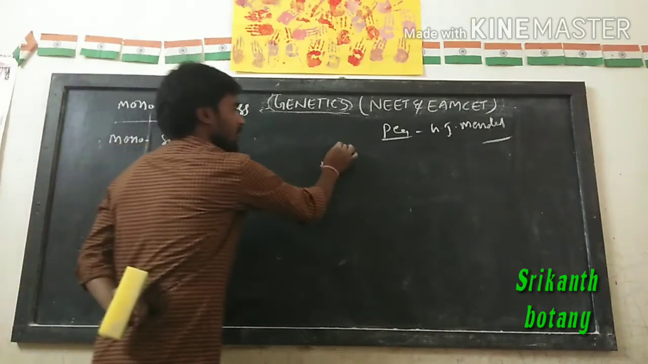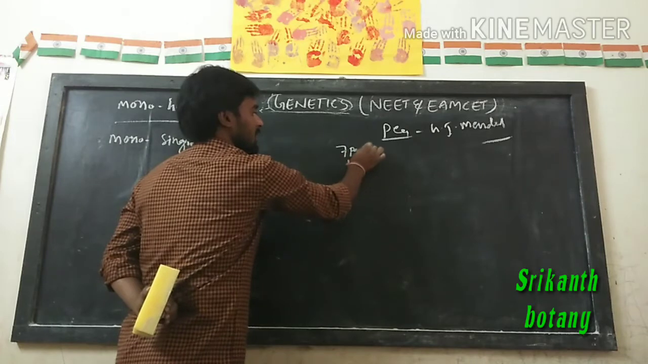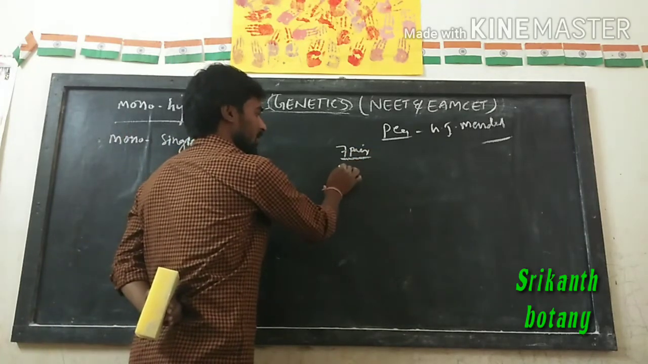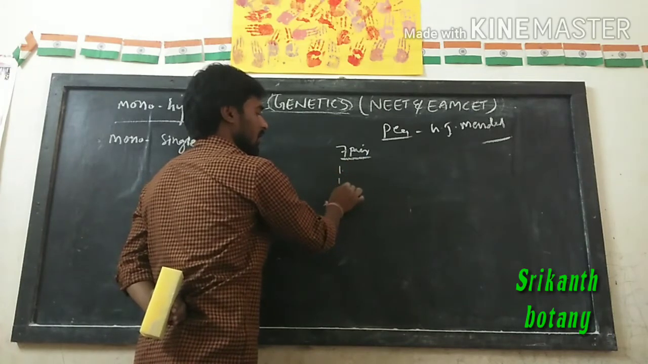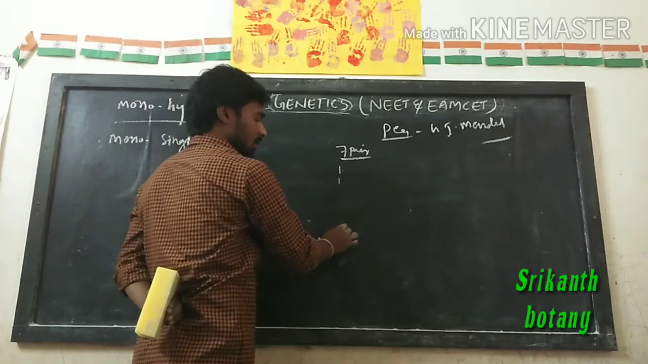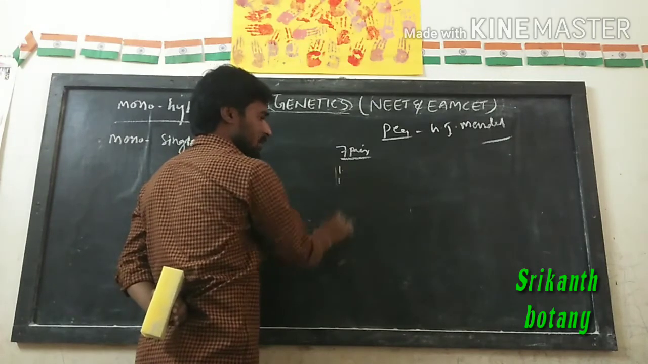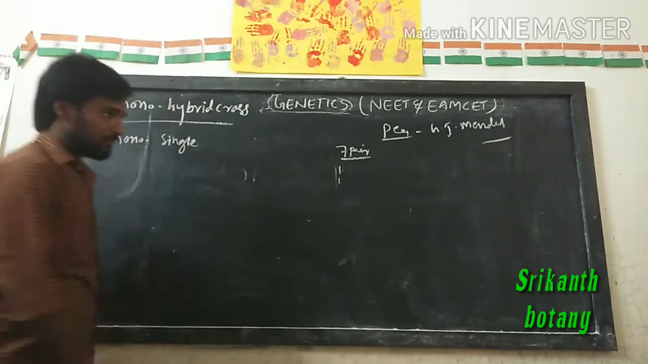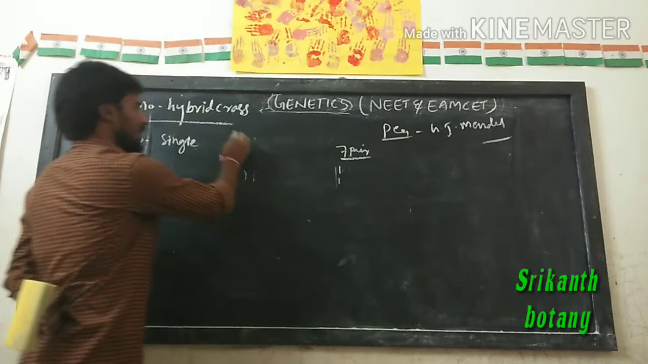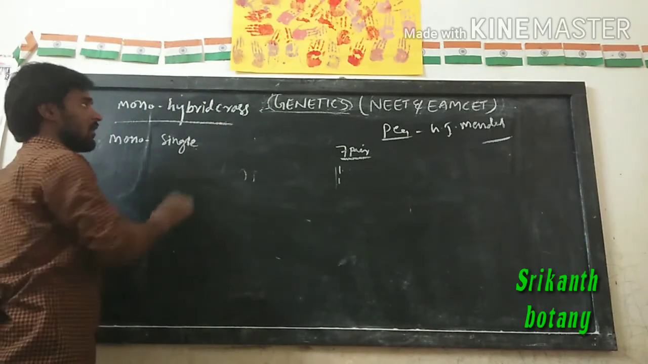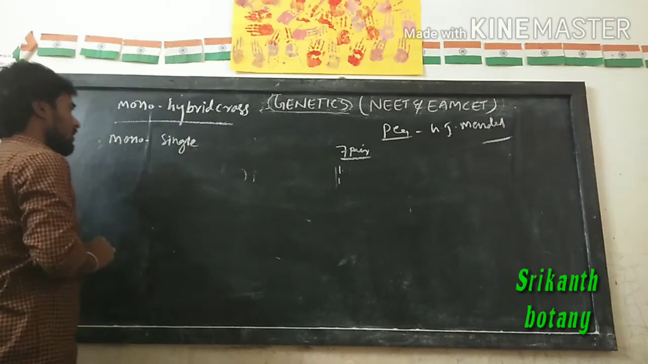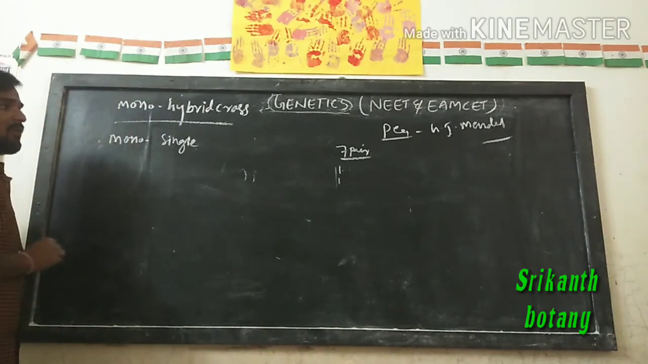There are 7 pairs of characters in the pea plant, observed by the great Gregor Mendel. We already know about these 7 pairs of characters: stem length, flower color, flower position, seed color, seed shape, pod color, and pod shape. We already observed these in the previous video. To explain the law of dominance in the monohybrid cross, Mendel took only 1 pair of characters. Such a cross is called the monohybrid cross.